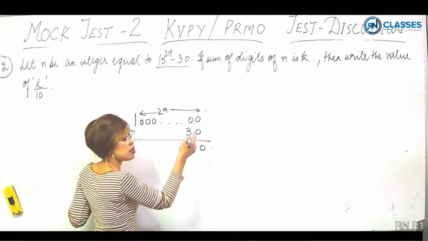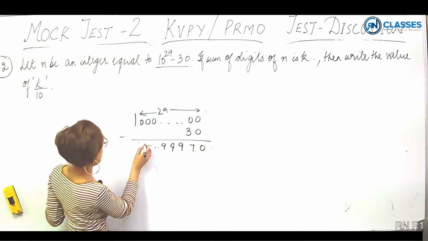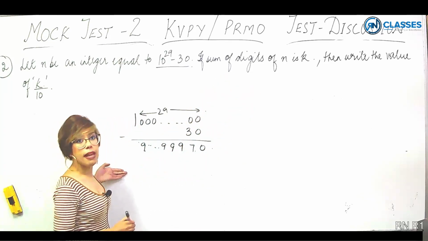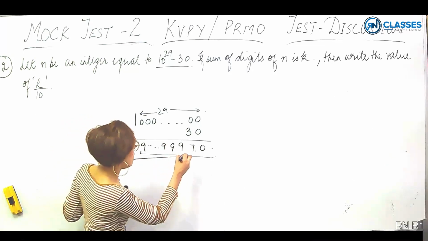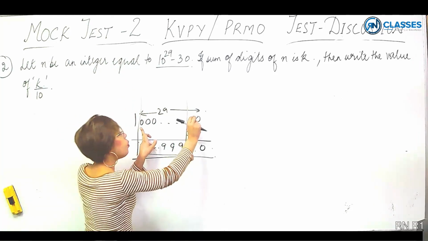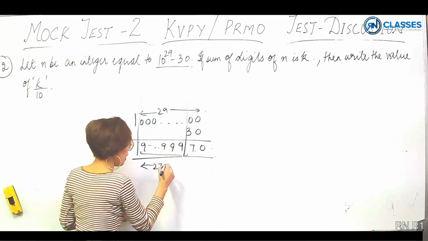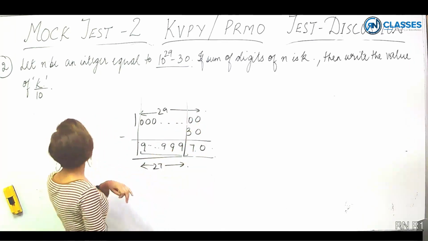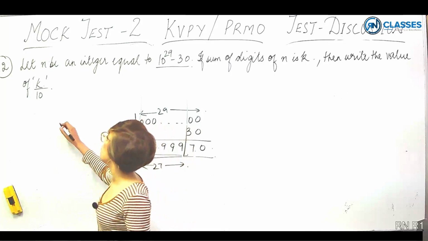Then obviously I will carry forward, so this becomes 7. Then it becomes 9, 9, 9, and so on. Now, he says let the sum of digits of n be k. So this is my n now. I want the sum of the digits, so I need to evaluate how many 9s will come. 9 comes from here and here. 29 zeros were there, 2 I rejected, so that means 27 9s are there. So add 9 27 times plus 7, which will give you the answer, and k by 10 turns out to be 25.